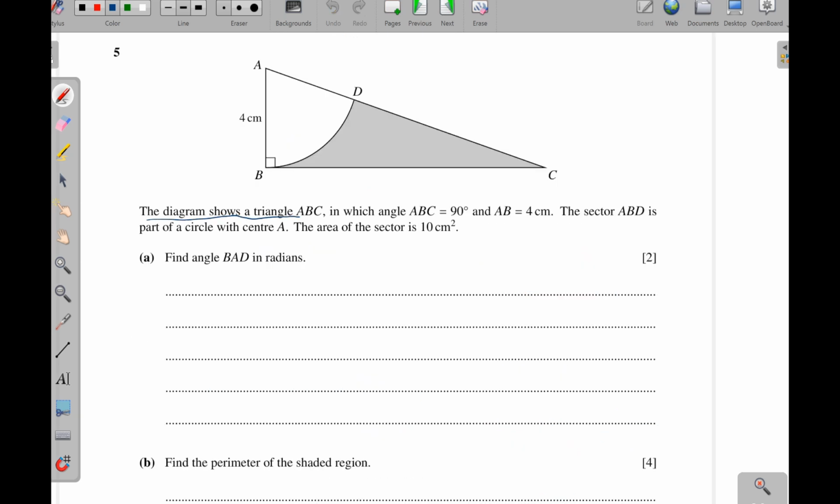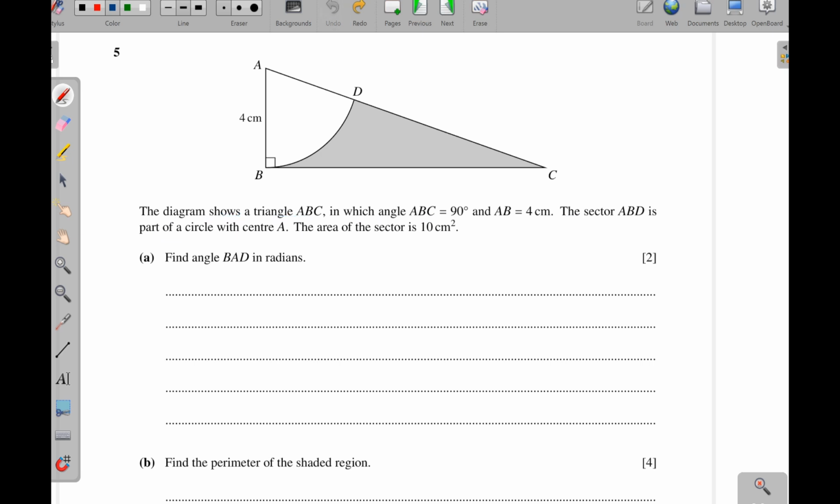Question 5. The diagram shows the triangle ABC in which angle ABC is equal to 90 degrees, AB is equal to 4 centimeters. The sector ABD is part of a circle with center A, and the area of the sector is 10 centimeters squared. Part A, find the angle BAD in radians.